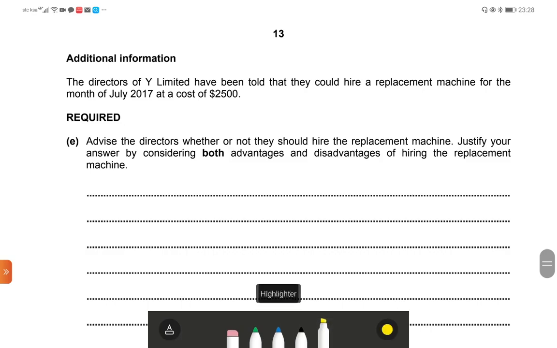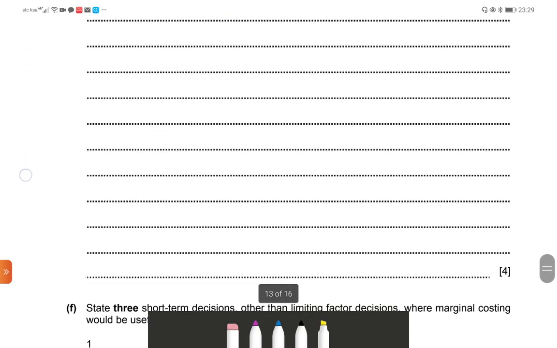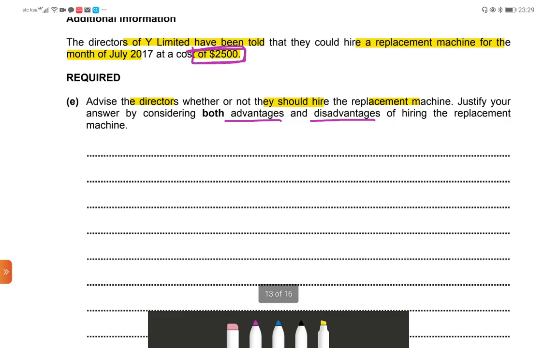Next part, additional information. The directors of Y Limited have been told they could hire a replacement machine for the month of July. The cost is 2,500. What is the question? Advise the directors whether or not they should hire the replacement machine. Justify your answer by considering both advantages and disadvantages of hiring a replacement machine. It is a 4 mark question, so you have to write 2 advantages and 2 disadvantages.